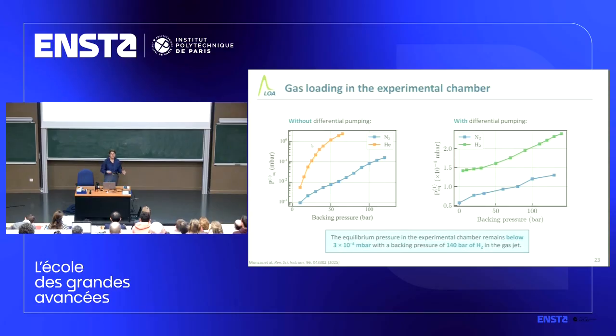And then when we try to switch to helium, you see that even at low backing pressure, the pressure in the experimental chamber is much higher than using nitrogen, and it rises very quickly. The pumps are not able to handle that amount of helium in the experimental chamber. And now, if we repeat the experiment with differential pumping, you see that even with 140 bar of hydrogen, we keep a pressure in the experimental chamber which is below 3 10 to the minus 4 millibar, which is really enough for doing our electron acceleration experiments.